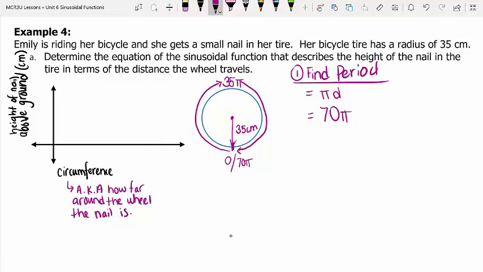Okay? So remember, the goal here is to come up with the equation, okay? And we found the period, so from that we can find the k value, so let's go ahead and do that.